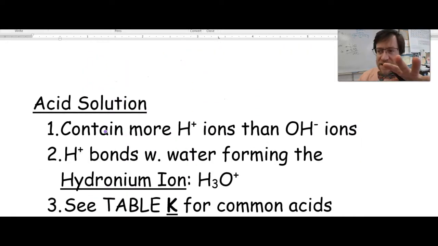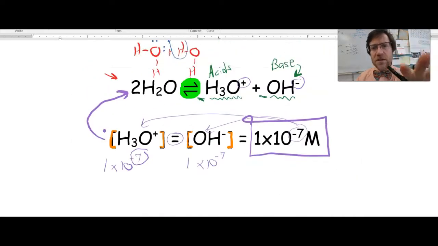So, like I said, oh, wait, before I go on. This process here is happening in water all the time, no matter what. And that is important to know because it is a system at equilibrium. And that system at equilibrium can be tweaked. You know what I mean?